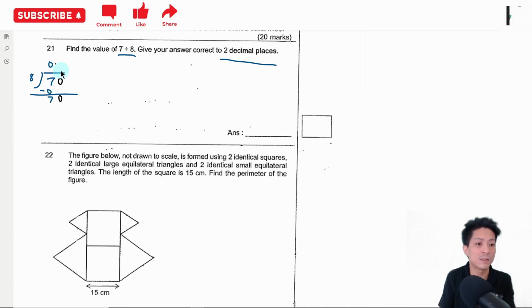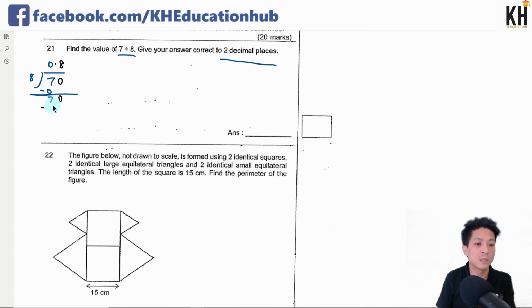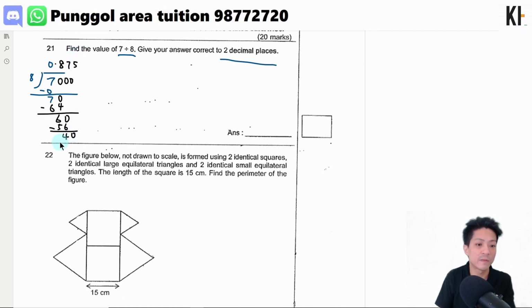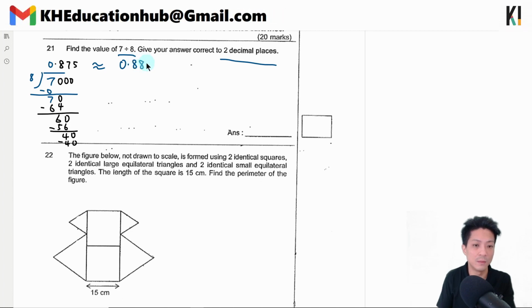Add in the decimal, and then after that, you'll be 8 times 8 minus 64. You get a 6. Add a 0, bring down a 0, and then after that, you'll be 7 minus 56. You get a 4. Add in a 0. And the last one will be a 5 because it'll be minus 40. Okay, so this one, if you round it off to 2 decimal places, it will give you 0.88.